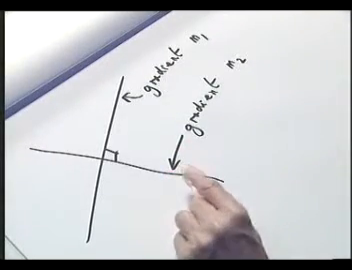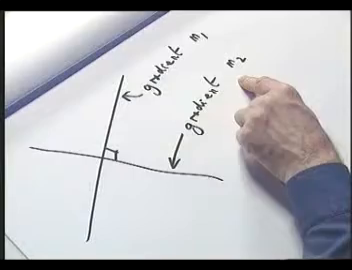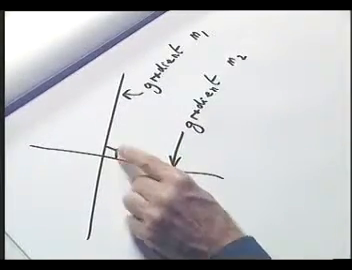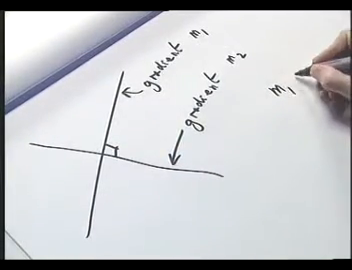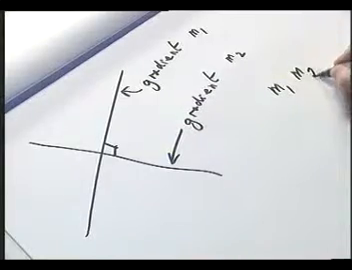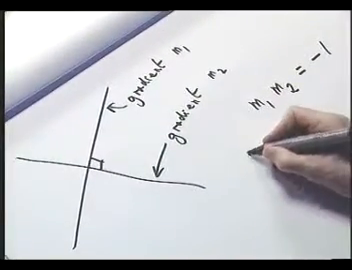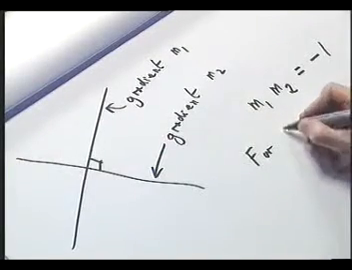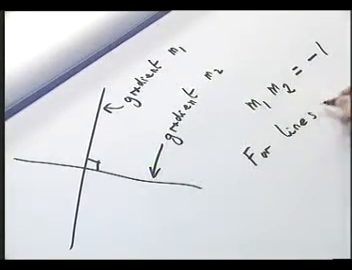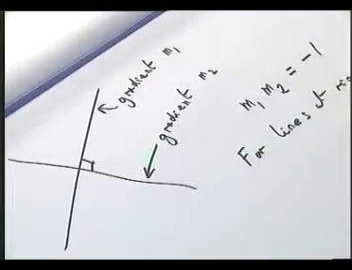Then the relationship between these two gradients, because they are at right angles, is that m1 times by m2 is equal to minus 1. And that's for lines at right angles.